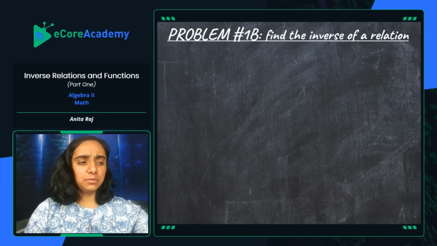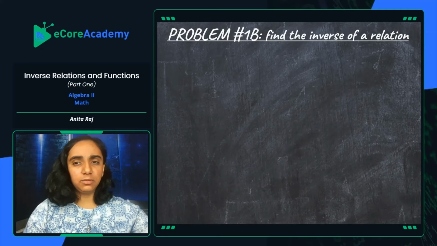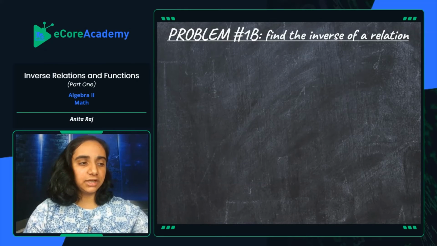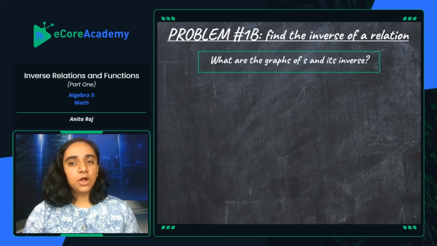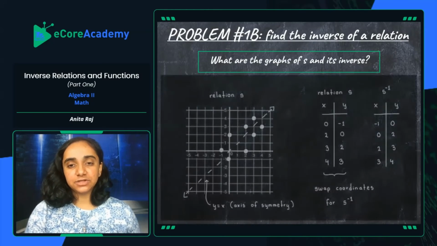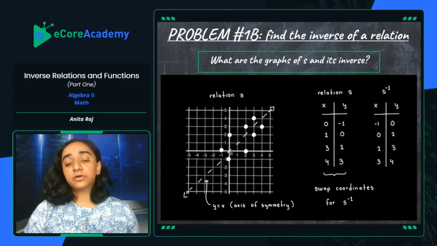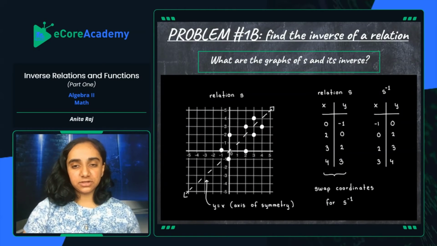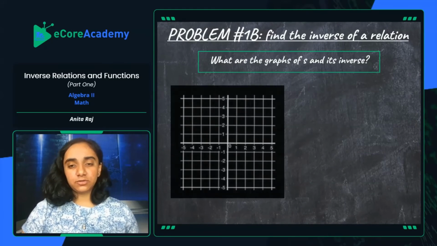Let's move on to problem B. In this problem, we're going to find the inverse of a relation again. We're going to be working with that same relation as we were talking about, but this time we're going to be representing the graphs of S and its inverse, S inverse. Here's your solution already pre-written. You can see that we have a graph and then two tables to find the answer to this problem. I'll be going through that again with you.